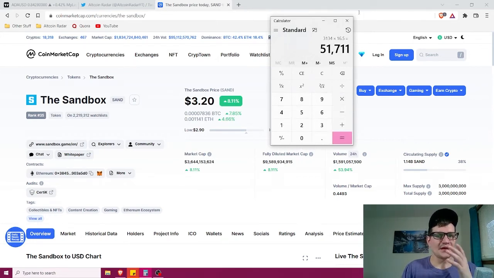Now, for holding on for the long term, this is a pretty solid return on your investment. Especially considering that this project definitely has the potential to go a lot higher than this. I'm talking a lot higher than this. But again, even if it only gets to these levels, this is a solid return on your investment for just buying and holding long term.